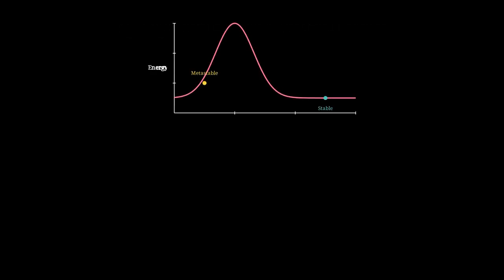This energy diagram shows mayonnaise trapped in a local minimum, separated from the true minimum by a huge activation barrier. The typical lifetime of mayonnaise is months to years at room temperature before significant phase separation occurs.